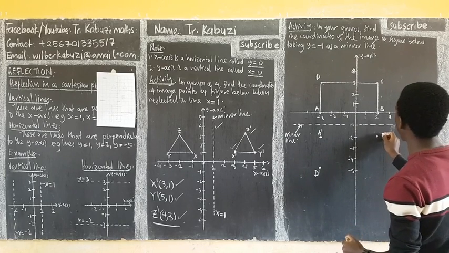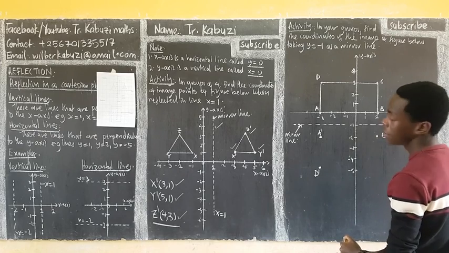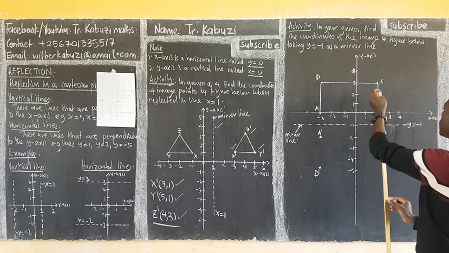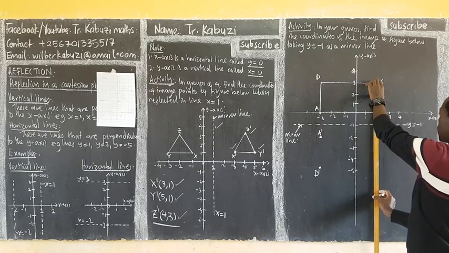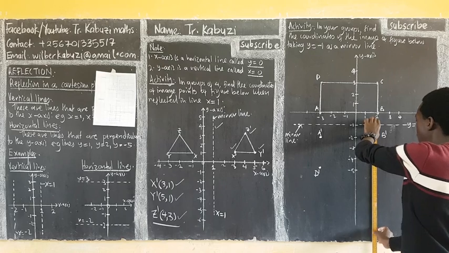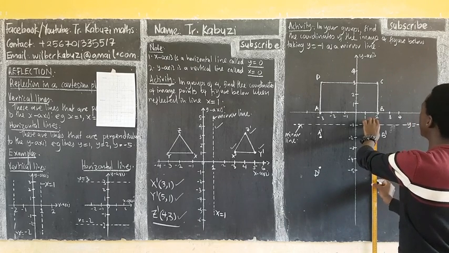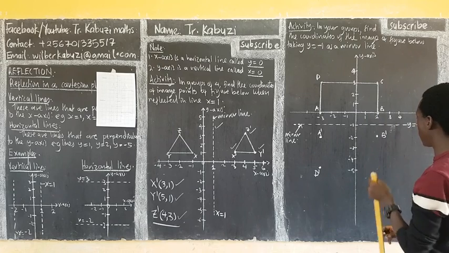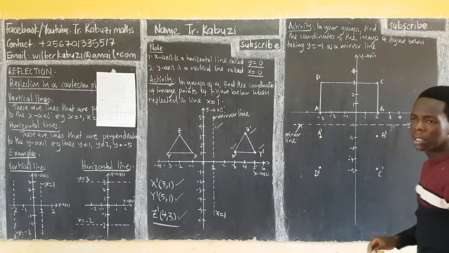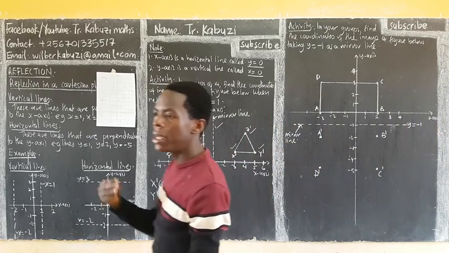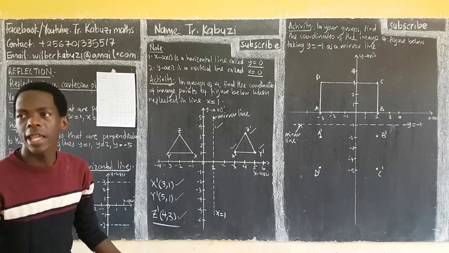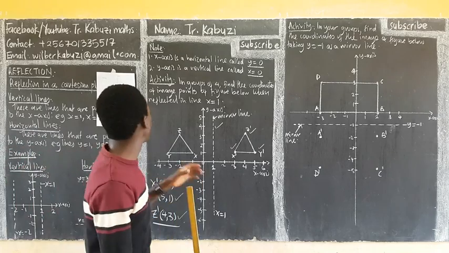This one is going to act as my B line because it's the image. Then I measure from here up to this point. Then from the middle, I've measured 4 units up there. So this one is going to act as my C line. Having got the procedure, you measure from the mirror line up to the point, then you come to the mirror line up to where the image will be. So that's what they did.